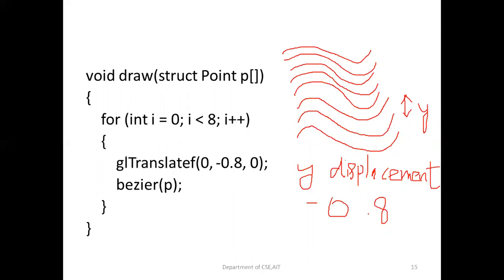So this translation will be affecting the function which is coming after it. We know that whenever we want some translation, rotation or scaling, we first write the translate and then we write the actual object which has to be translated. So the curve which is drawn by using the Bezier will be affected by this translate function. So we are going to draw 8 curves here by making use of the draw function, by making use of the control points. The control points will decide where actually the curve will be inclining.